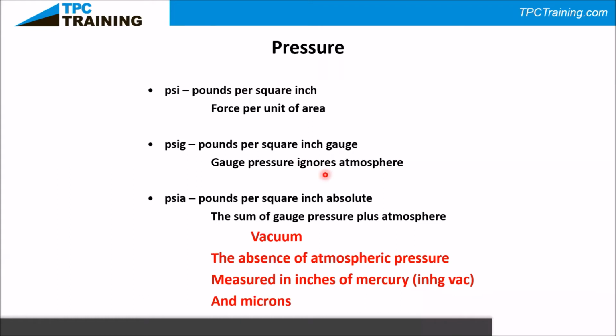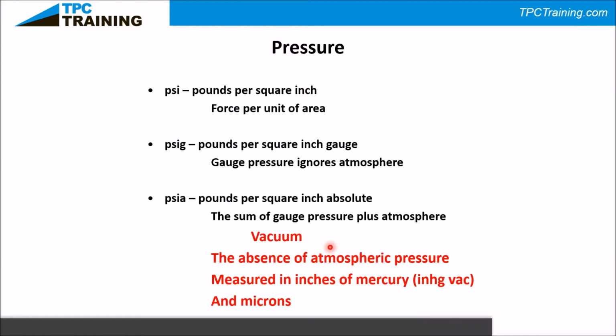So 0 psig, if you have that on your gauge, that's telling you that there's no pressure inside your system. All your refrigerant has leaked out, and you need to leak check the system to find out what's going on. Now, in the event that you are less than 0, you are in an absence of atmospheric pressure called a vacuum. Two scales we use to measure a vacuum are inches of mercury and microns.